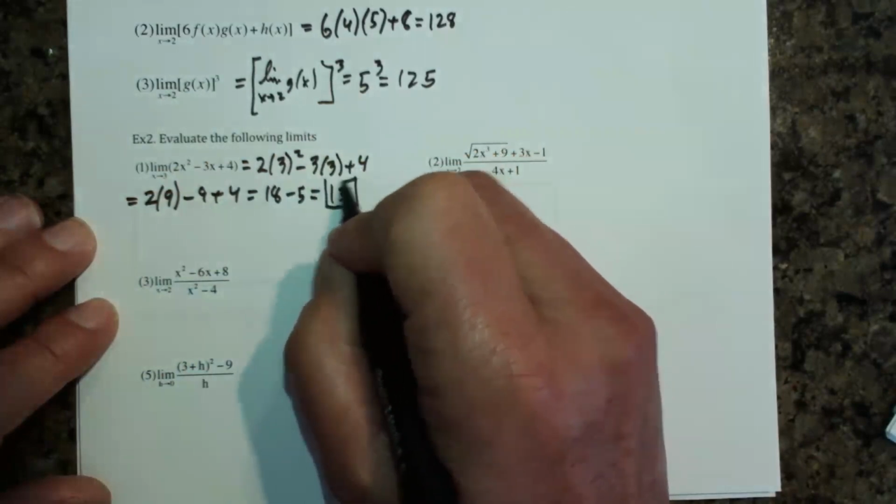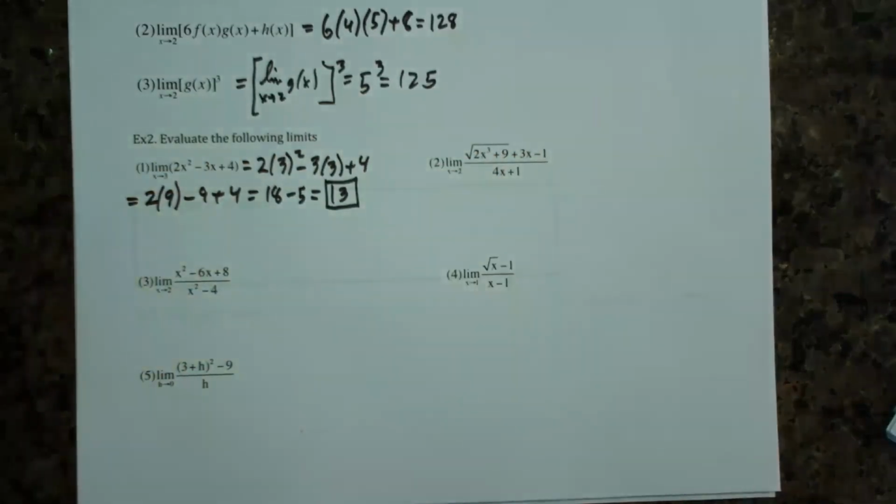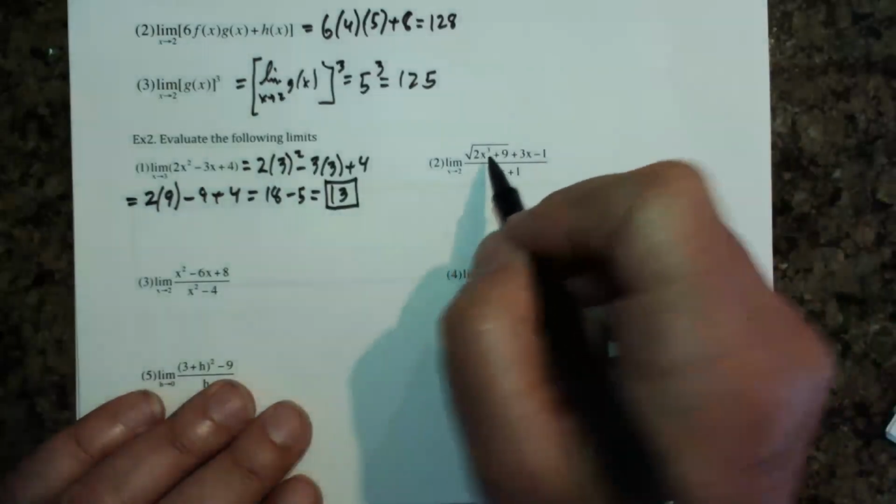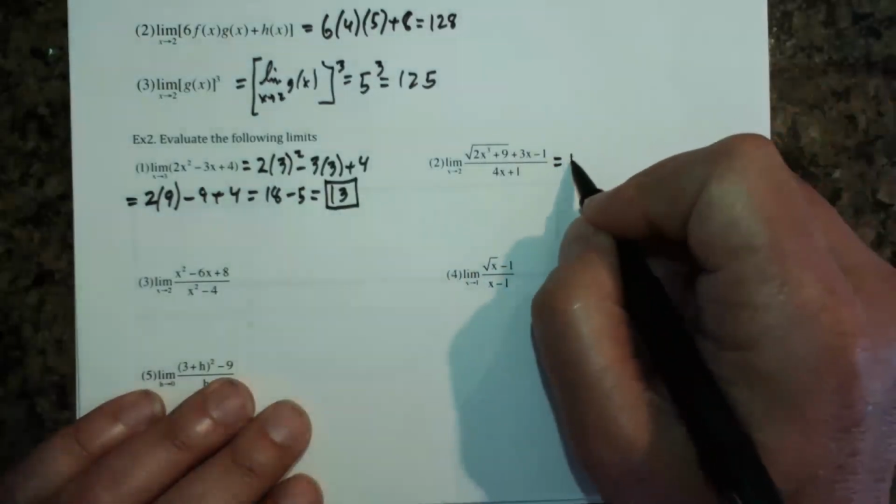So what is this limit? It is 13. So we're going to do the same thing here. Let's just try dumping 2 into there and see what we get.